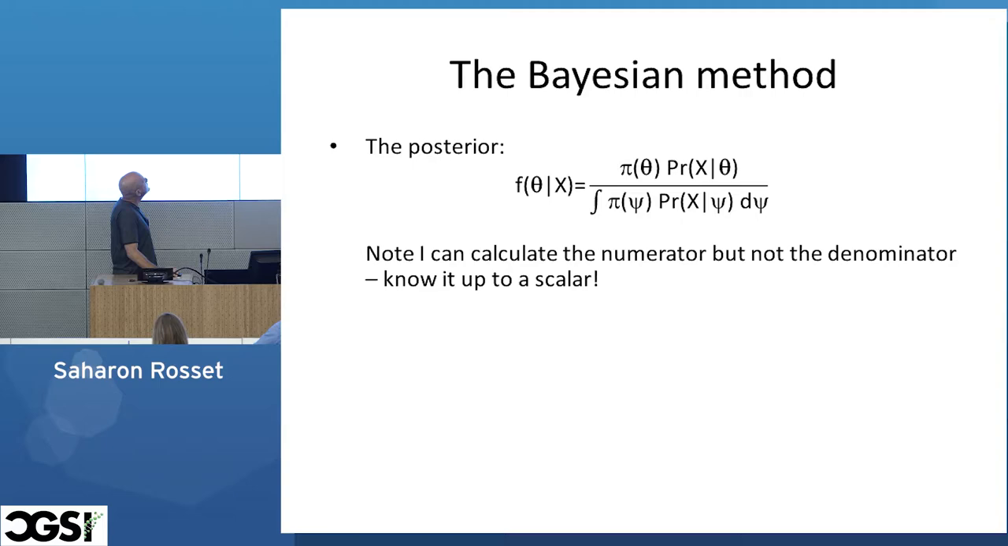And using Bayes' theorem, it just translates to this formula on the right, which calculates the joint over theta and x, and then normalizes it with the integral over all possible parameters. So this is the fundamental formula of Bayesian statistics. Given what we said, pi is something I assume, and the probability of x given theta is something I can calculate for a given value of theta. So I can calculate the numerator, but I can't really do the integral in the denominator, which requires me to enumerate over all possible values of the parameter.